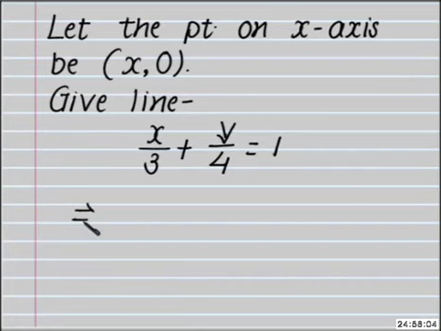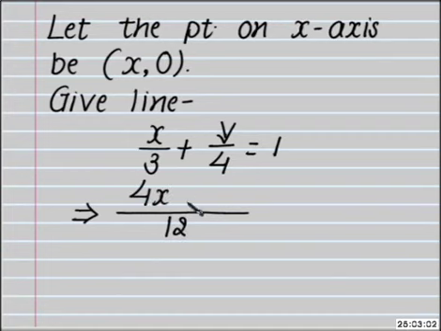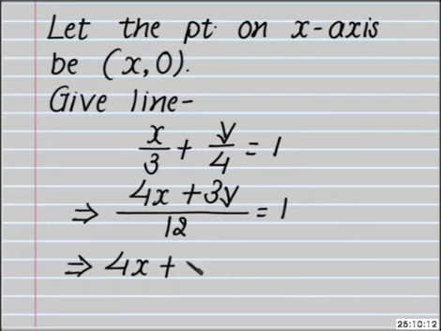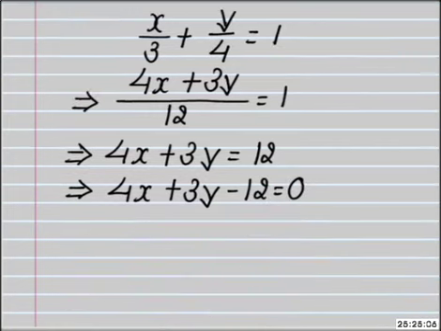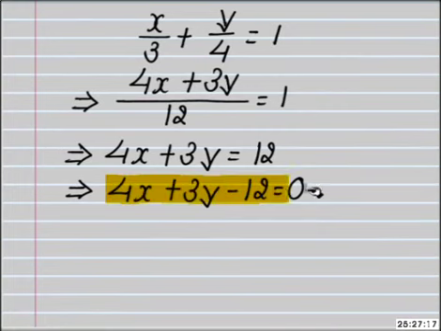This implies that 4x plus 3y upon 12 is equal to 1. Further implies 4x plus 3y is equal to 12. Further implies 4x plus 3y minus 12 is equal to 0. Let it be equation number 1.